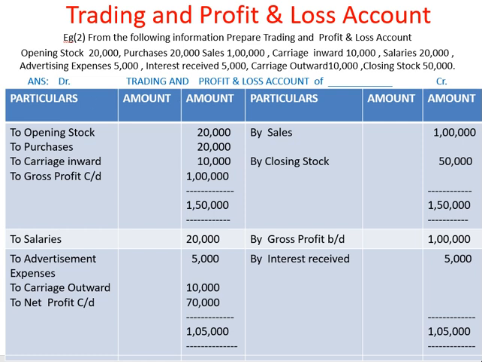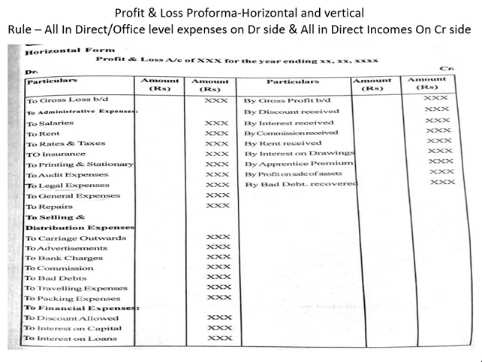I hope by this you have understood the profit and loss account. One thing, ma, just try to understand the pro forma, what things are there and how we can interpret that one. It means how to identify that one. It is very important. The thumb rule is to write all indirect or office level expenses on the debit side and all indirect incomes on the credit side. That is the profit and loss account. We are following the horizontal form. You can make a vertical form also. There is no issue in that one.